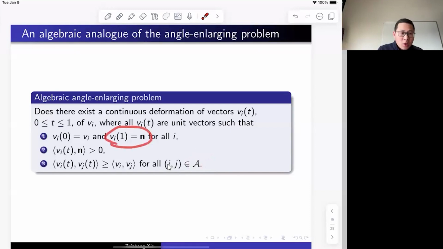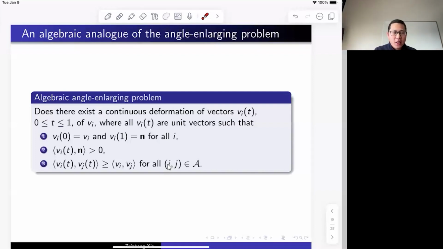in the end, because we're trying to make it into a hemisphere, which means when you change it into a hemisphere, they will all go to the same vector. Let's be specific, they're all going to go to the vector n. A key property here is that the inner product comparison is exactly the replacement of the dihedral angle comparison for the original angle enlargement problem.